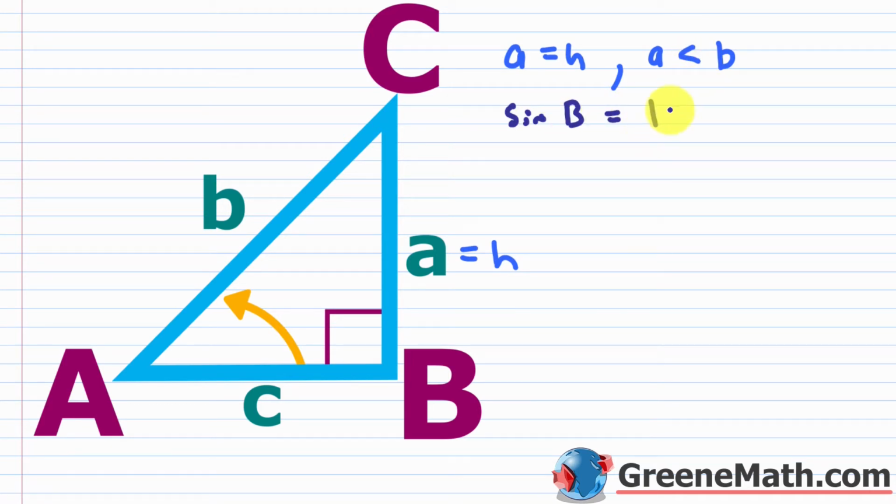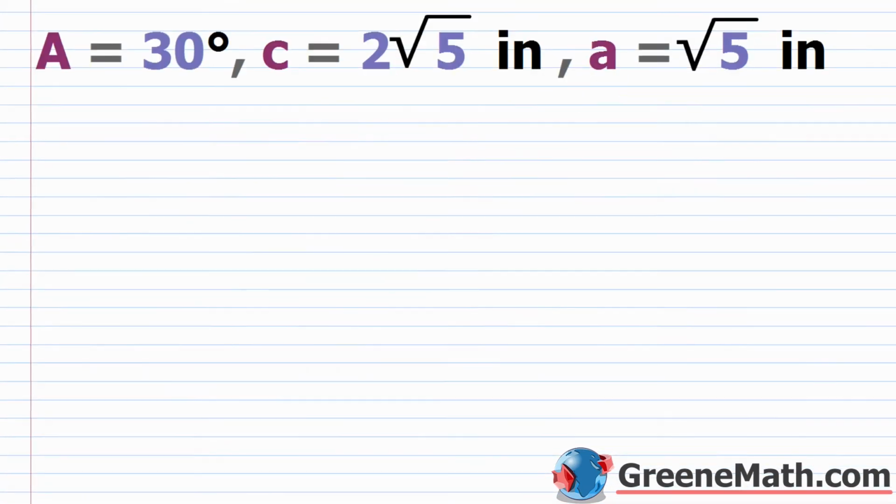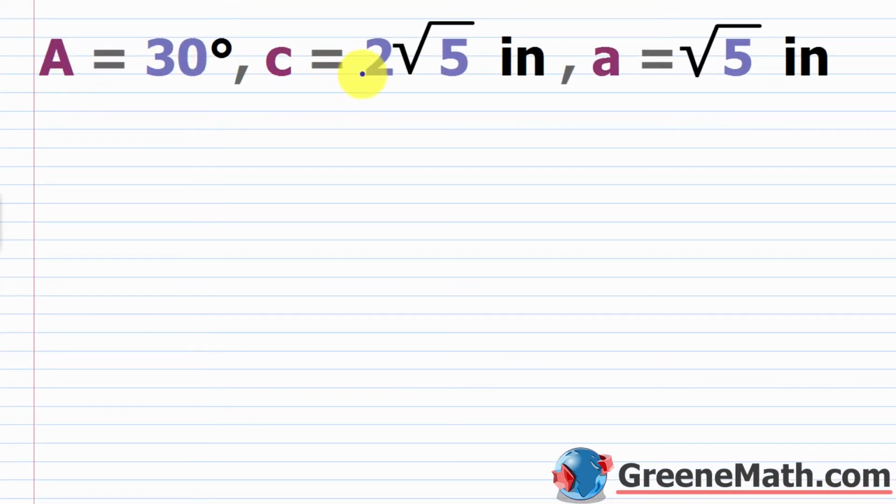So two ways to kind of check this. Let's look at our example real quick. We have A is 30 degrees, C is equal to 2 times square root of 5 inches, and A is equal to the square root of 5 inches. Now, instead of giving you a letter B, I gave you a letter C, just to throw a wrench at you. This is not any harder.